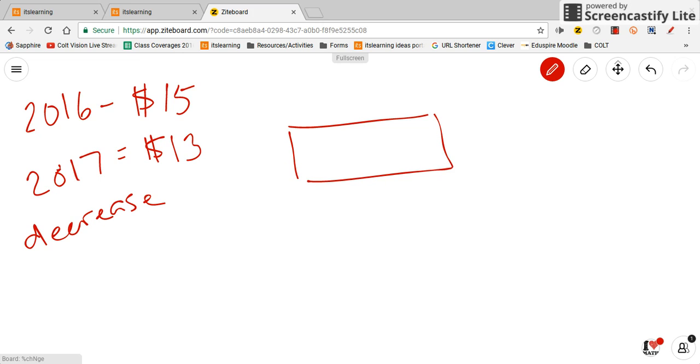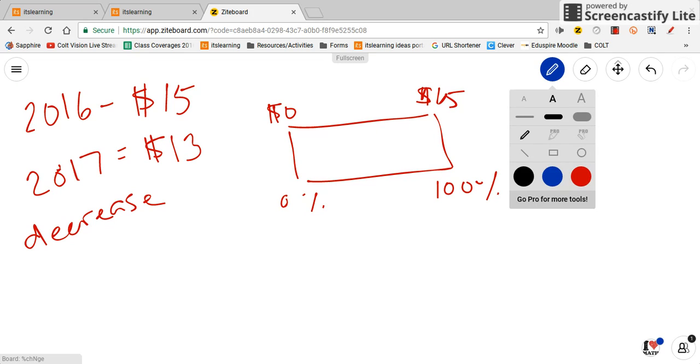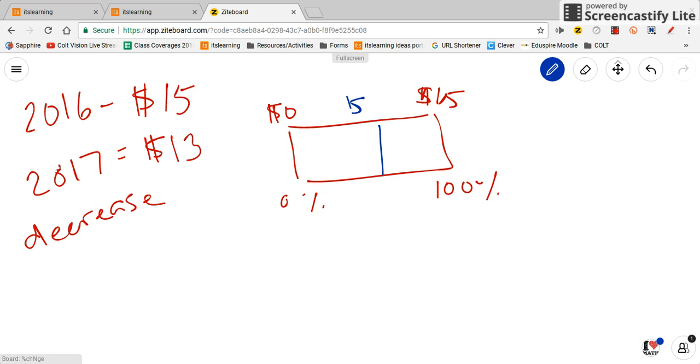So again, when I use a percent bar for this, money's on the top in this case, percents are on the bottom. The 100% is always going to be my original, which was $15. But this time I'm decreasing, so my price has to be smaller. So I'm going to go within my percent bar with 13. And again, I'm trying to find X percent. Arrows again, same process here.